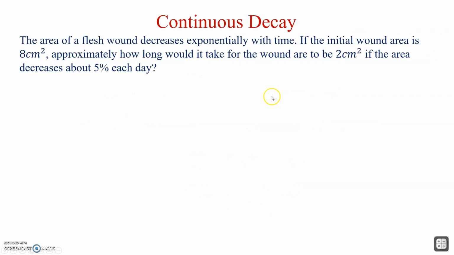All right, we're looking at the same situation. The area of a flesh wound decreases exponentially with time. If the initial wound area is 8 square centimeters, just like before, now it's saying approximately how long would it take for the wound area to be about 2 square centimeters if the area decreases about 5% each day. So it's the same situation as before. The difference is we're trying to figure out how long it will take for the wound to reduce to 2 square centimeters. So it's still natural decay.